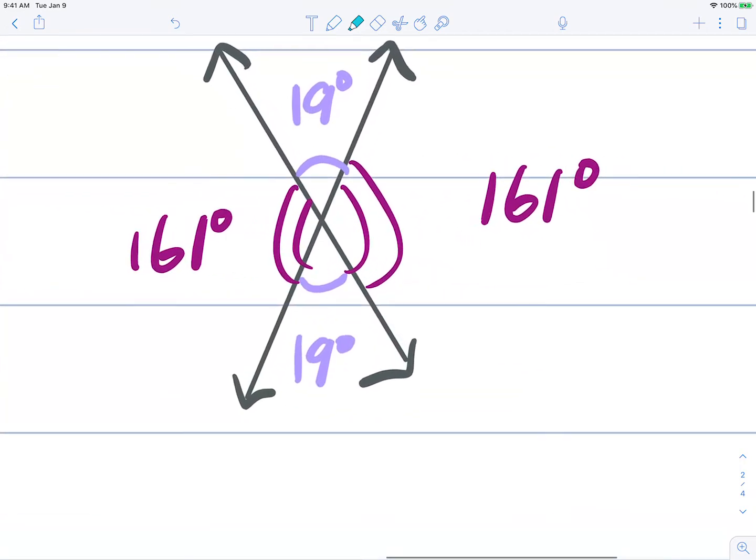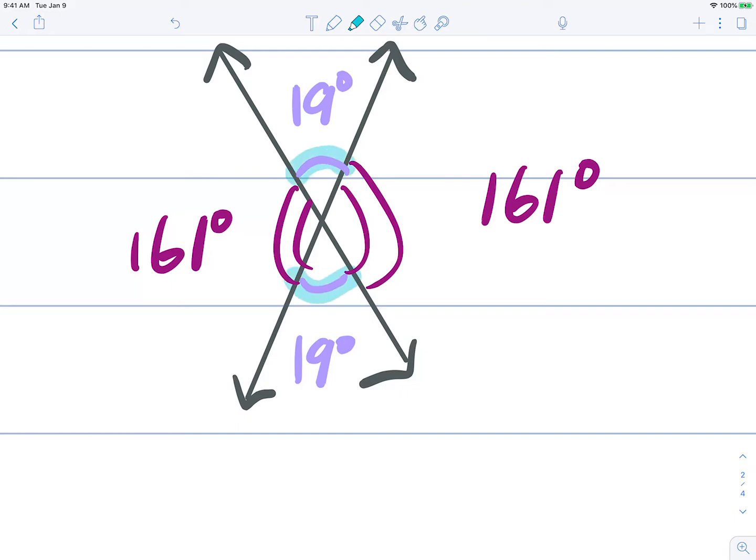Now another way to draw that is to have a different number of little arcs. So in this one, the single arcs are both 19 degrees. They're on opposite sides of two crossing lines. And this one with two arcs are vertical angles. They're on opposite sides, and they're both 161 degrees.